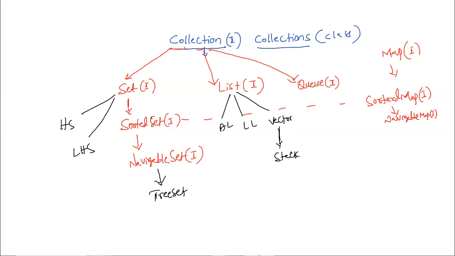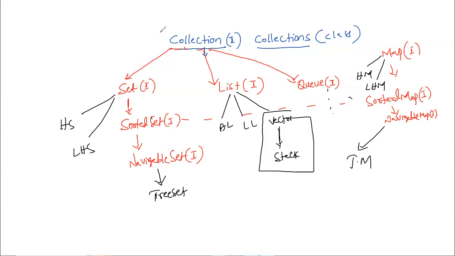Next, for a queue, any implemented classes? There is something called DQ, and this part we are not going to discuss much. And next, for this map interface, what are the implemented classes? Hash map and linked hash map. And for this sorted map and navigable map, there is a tree map, TM.